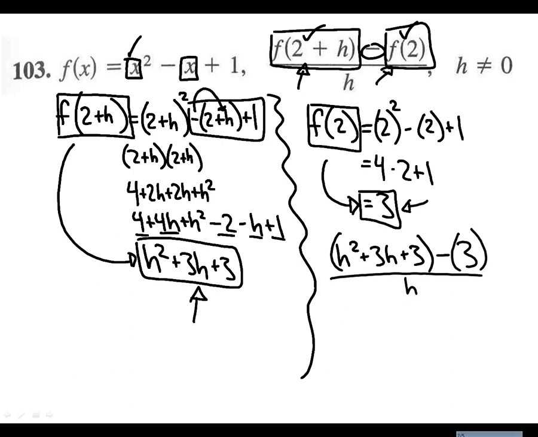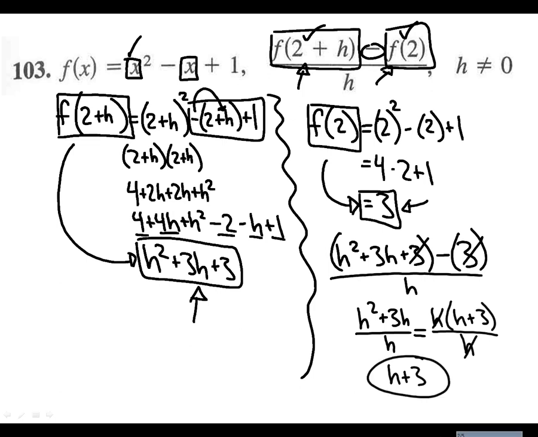Let's go ahead and simplify. 3 minus 3 goes away. We have h squared plus 3h over h. We can cancel the h's right away, or if it's easier for you to see, factor out an h. We're left with h plus 3 over h. The h's cancel, and our final difference quotient would be h plus 3.